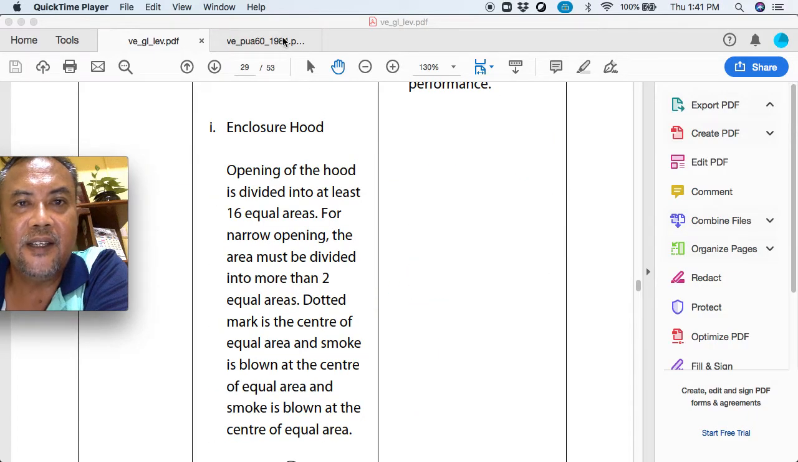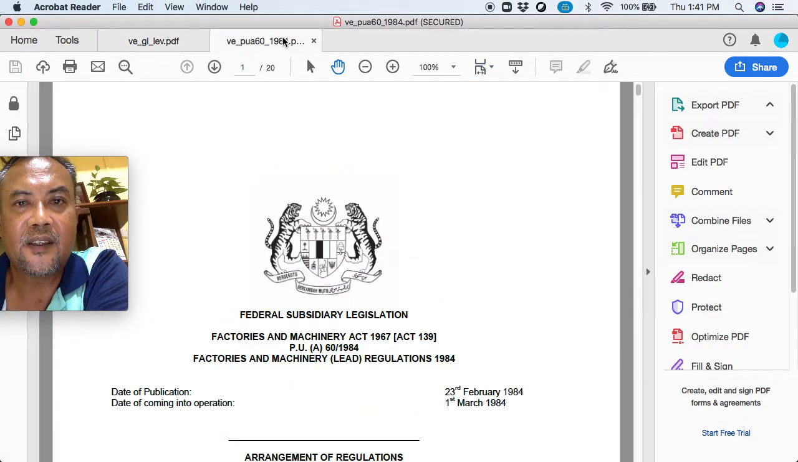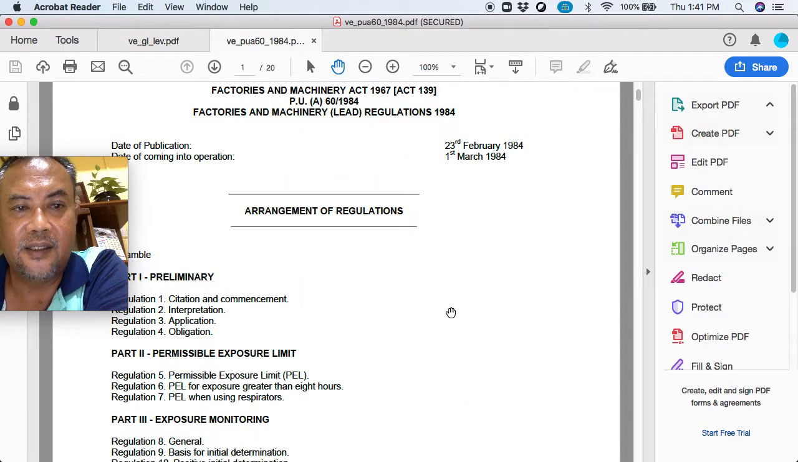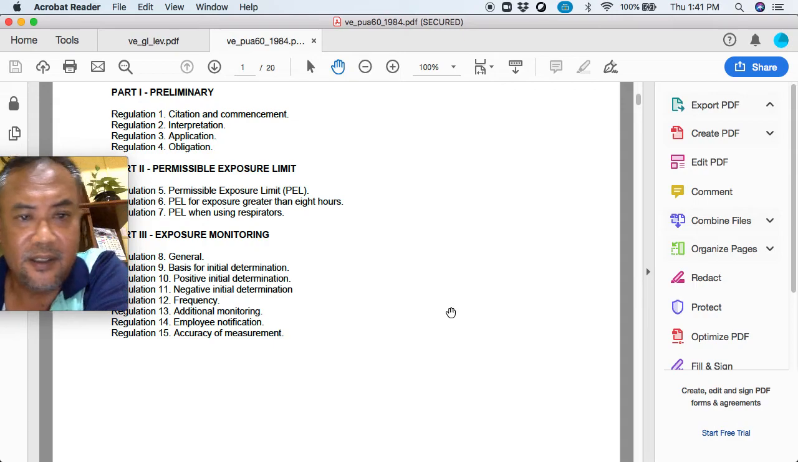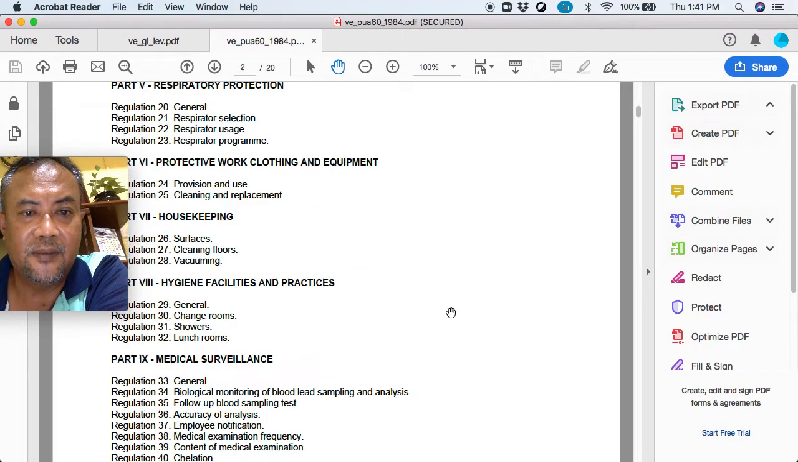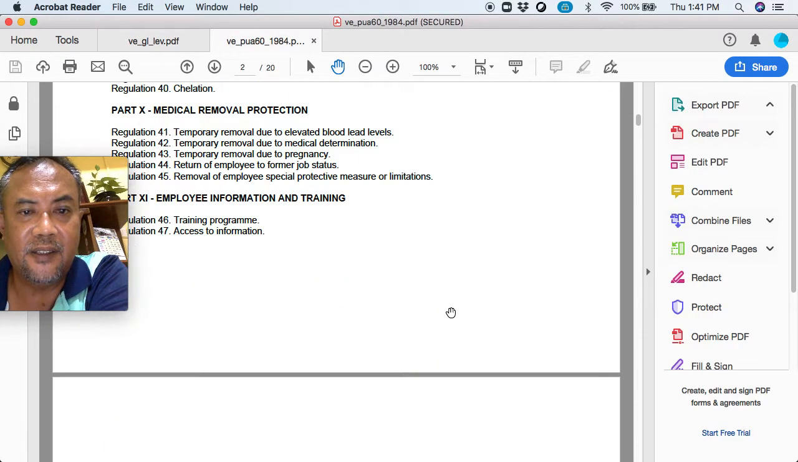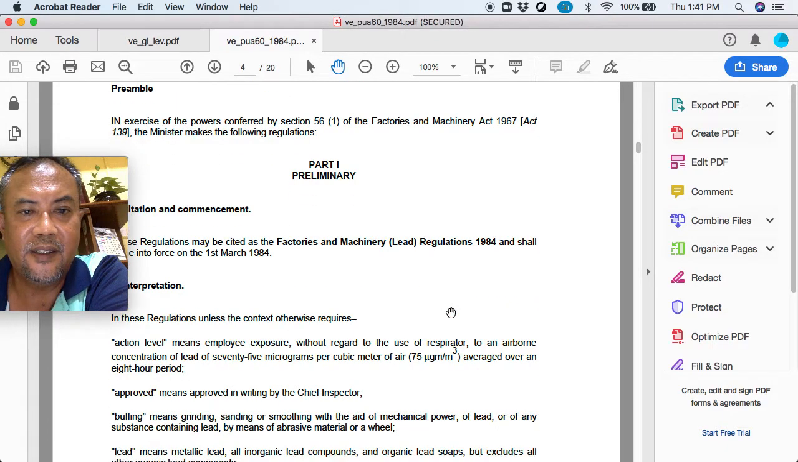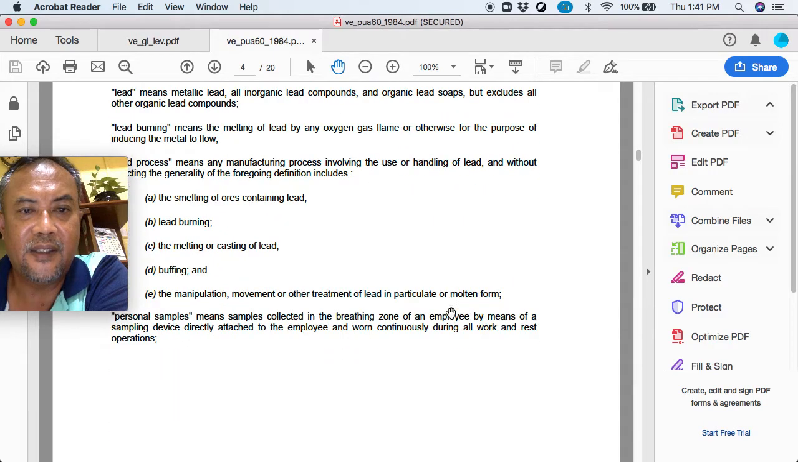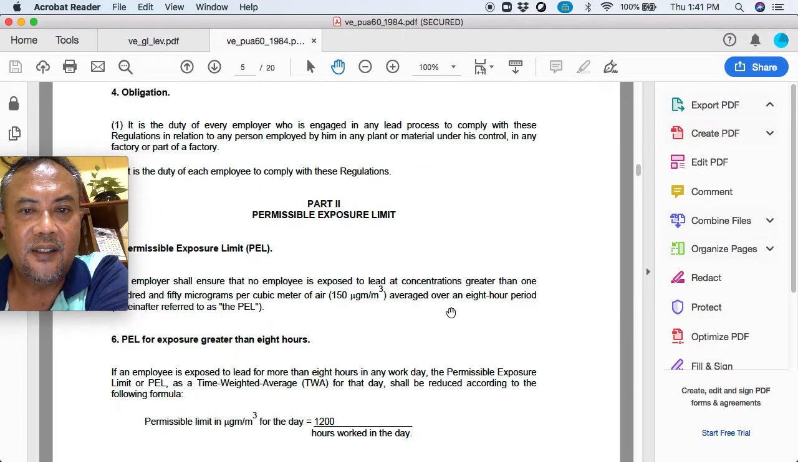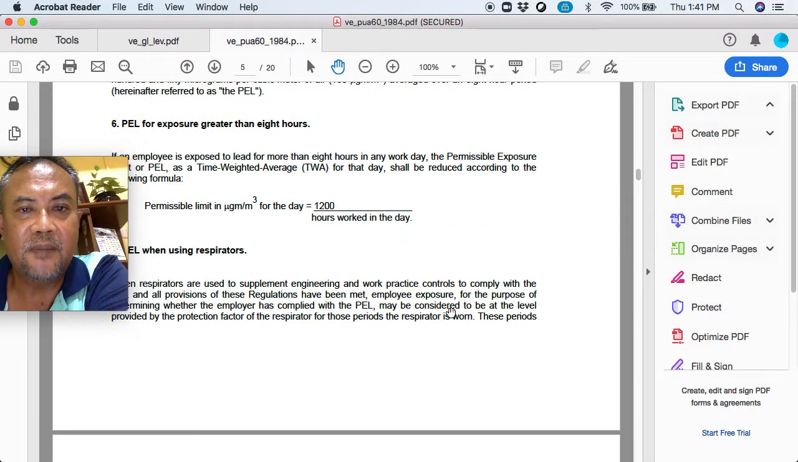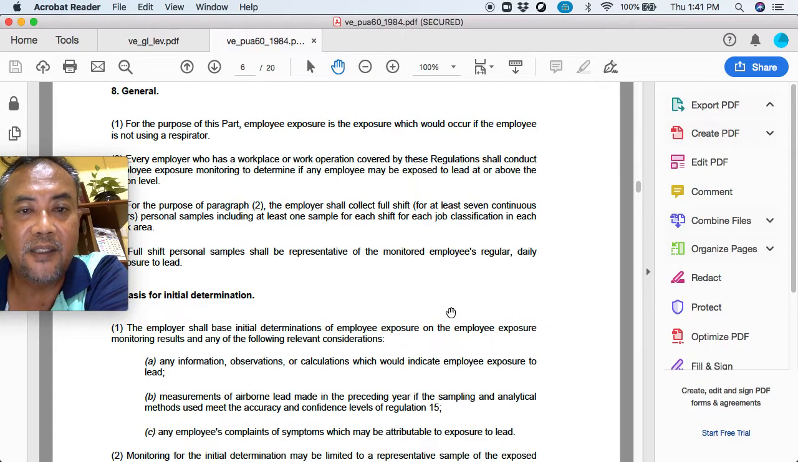Okay, and in this regulation you can read, if you have time. I have simplified the regulation, but if you want to find more detail, you can read this regulation, 1984, its permissible exposure limit. But I have simplified it in this slide, no need to read this, just remember.